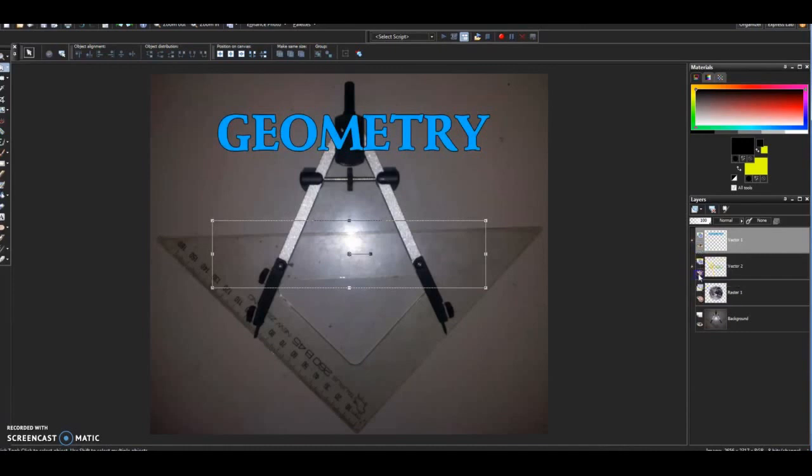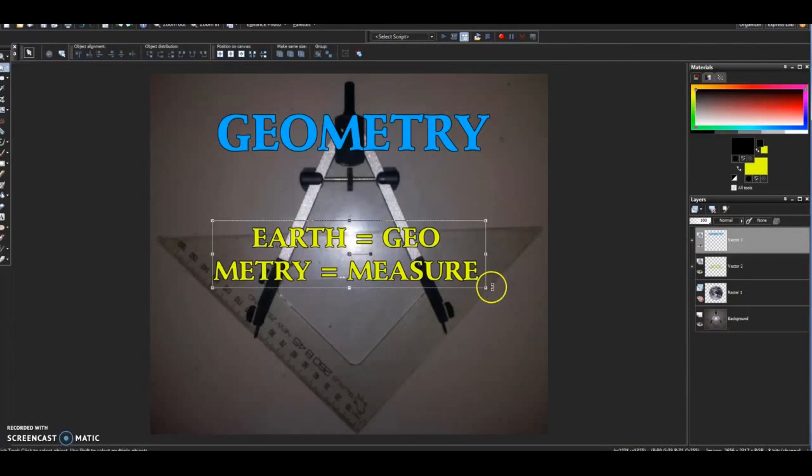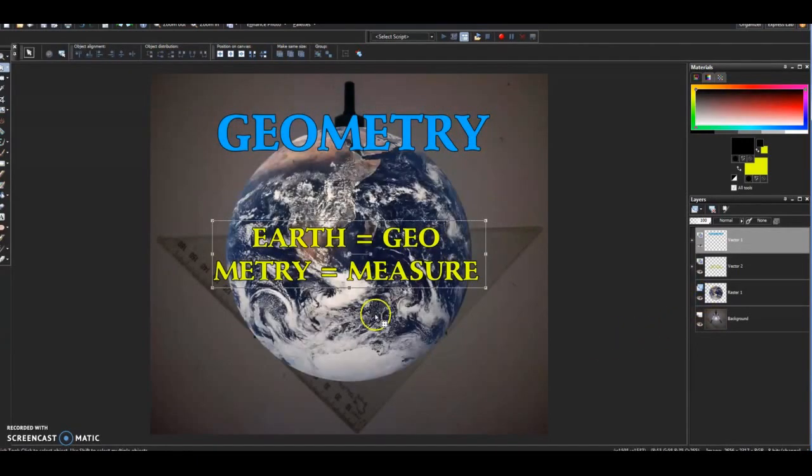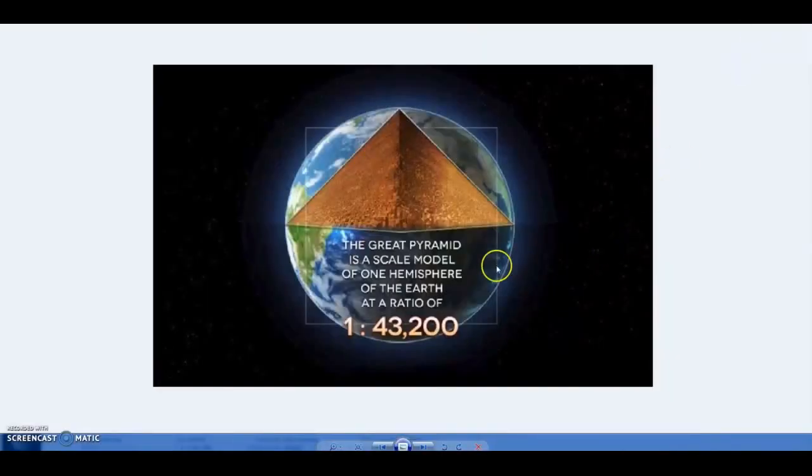And what does geometry translate to? Geo is earth, metry is measure. So with geometry, it comes down to measuring the earth. It's a lot more than just the standard view. And this is very important because this is in regards to the Great Pyramid and one of the very important observations and claims regarding this.